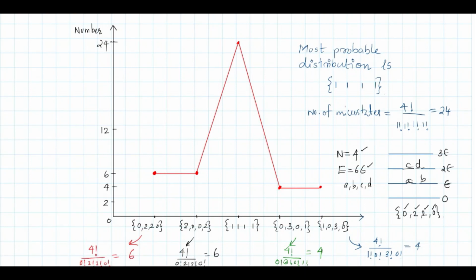In a similar manner, another distribution is 2, 0, 0, 2. For this particular distribution, you will get the number of microstates as 6. For 1, 1, 1, 1, you will get the number of microstates as 24. And in a similar manner, for the possible 5 distributions, you can find the number of microstates.